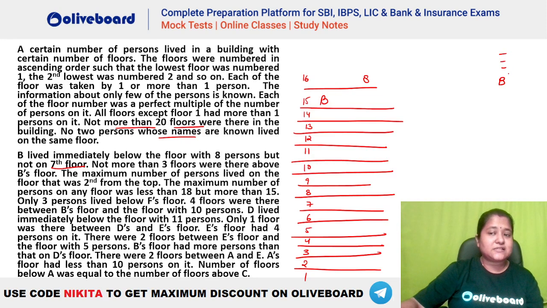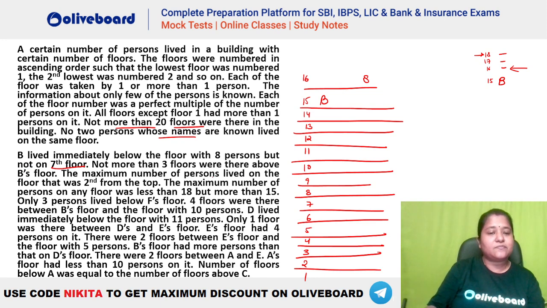So either there is 0 floor, but 0 floor is not a possibility because at least one floor we have, right? We have at least one floor that is having 8 persons in here. So at least one has to be there. Maximum there can be 3 floors. That means if B is 15, so 16, 17, 18. So we know that 18 is the maximum that we can have. We cannot have a 19th floor in here, right? That won't be possible. Not more than 3 floors are there above B's floor.